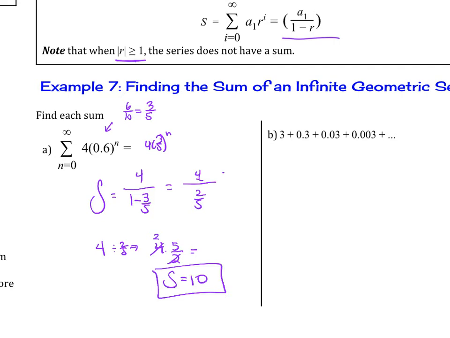Okay, here we're just given a sequence. So a sub 1 is 3. Let's find our common ratio. Our common ratio is 0.3 over 3. And so that is 0.1, or that is really 1 over 10.